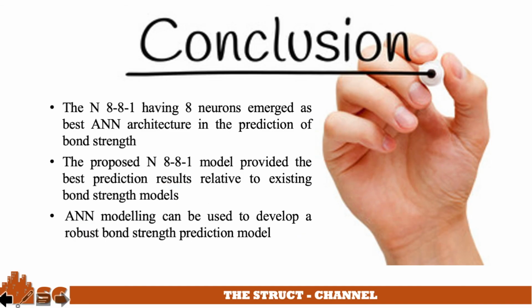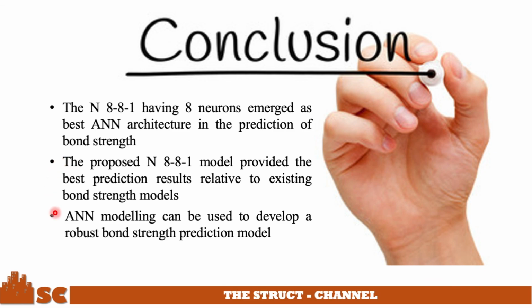Upon careful analysis of the results, the following conclusions can be drawn in this study. The first one is the neural network model N881 having 8 input nodes, 8 nodes in the hidden layer, and 1 output variable provided the best prediction performance among the various ANN topologies considered. The second is the proposed N881 model provided the best prediction results relative to existing bond strength models. The proposed model provided the least mean squared error and the highest Pearson correlation coefficient, indicating robustness in predicting the bond strength of corroded reinforcement in concrete.